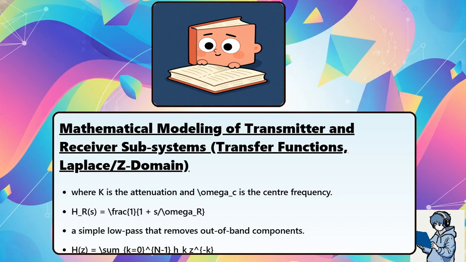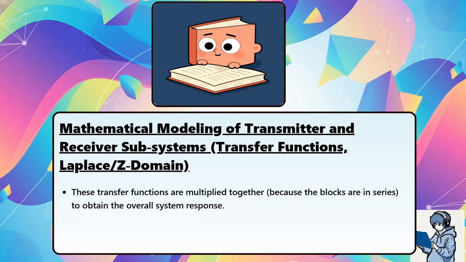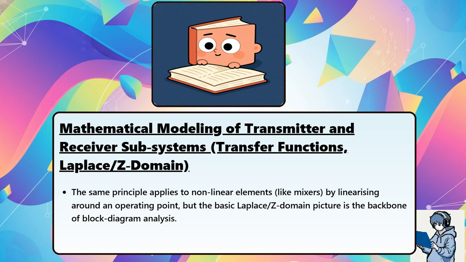By converting between s and z, for example using the bilinear transform, we can analyze mixed analog digital systems and predict how a sinusoid of frequency f is scaled and phase shifted by each block. These transfer functions are multiplied together because the blocks are in series to obtain the overall system response. The same principle applies to non-linear elements like mixers by linearizing around an operating point. But the basic Laplace z-domain picture is the backbone of block diagram analysis.